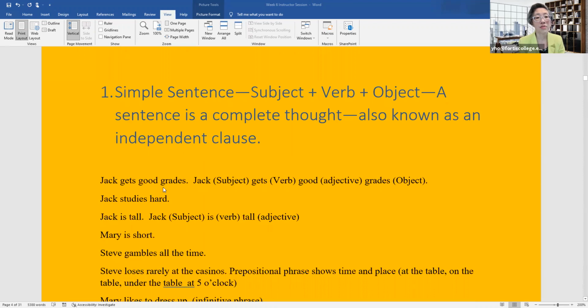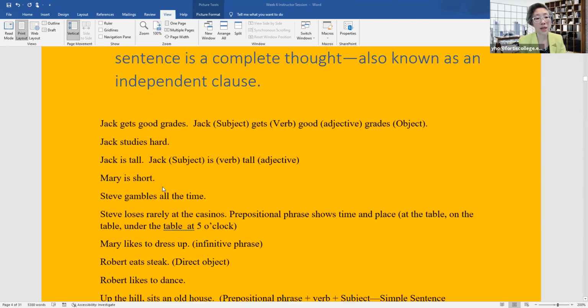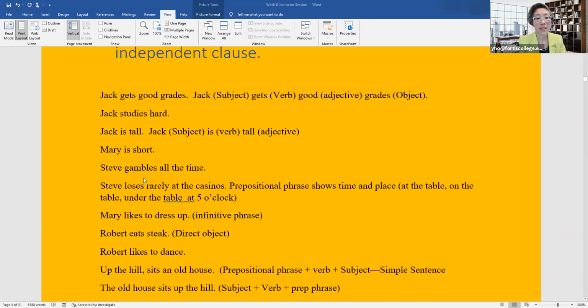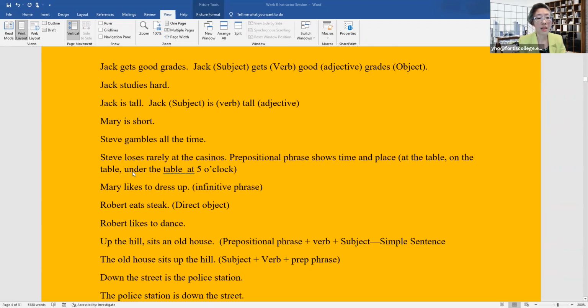So, English sentence structure. The easiest sentence in English is subject plus verb plus object. A simple sentence is a complete thought, also known as an independent clause. Jack gets good grades. Jack is the subject, gets is the verb, good is the adjective, grades is the object. Jack studies hard. Jack is tall. Mary is short. Steve gambles all the time. Steve loses rarely at the casinos.